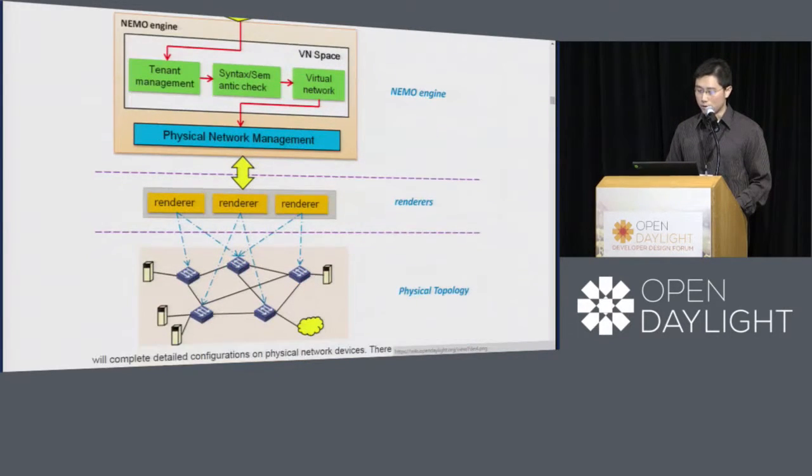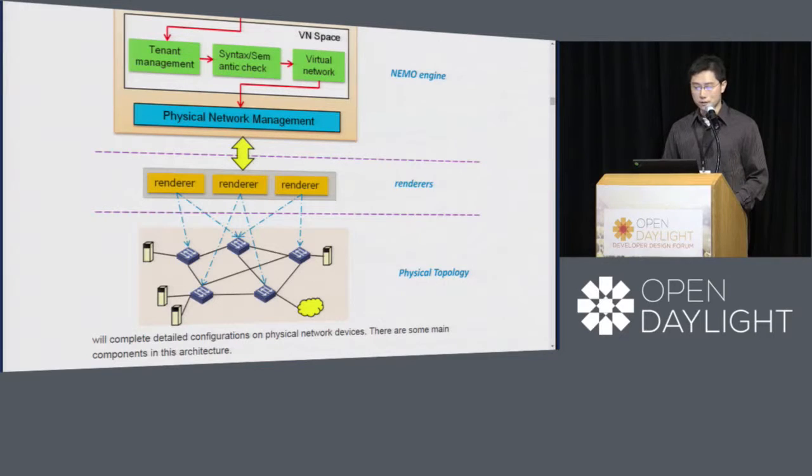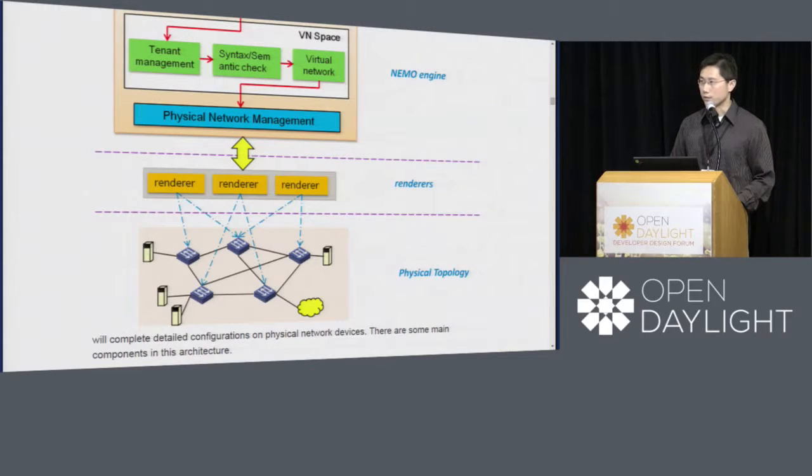And then the renderer takes the translated commands in terms of which devices need to have a flow table updated. For example, then those NetFlow commands get issued out to the actual physical devices and the underlying topology.